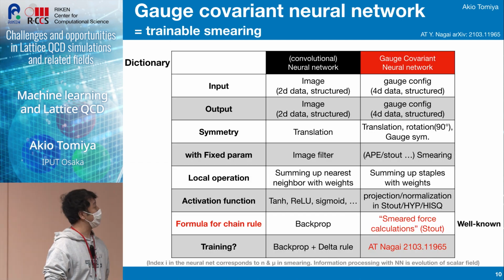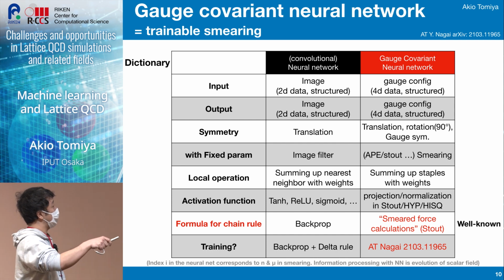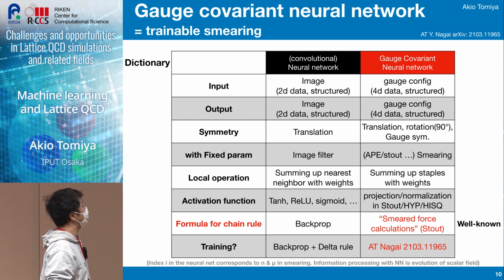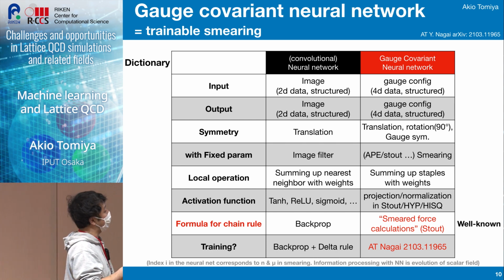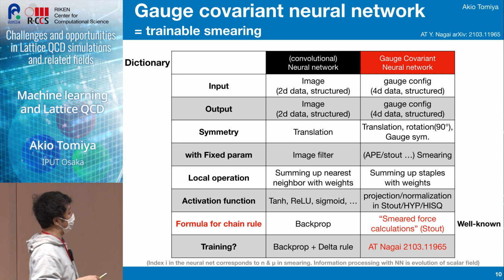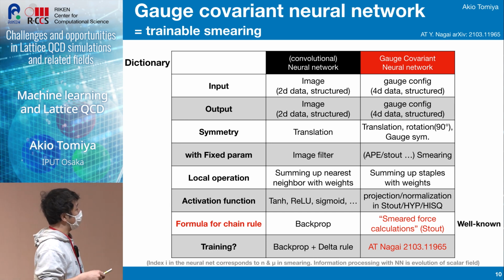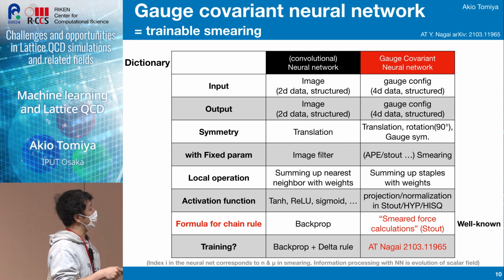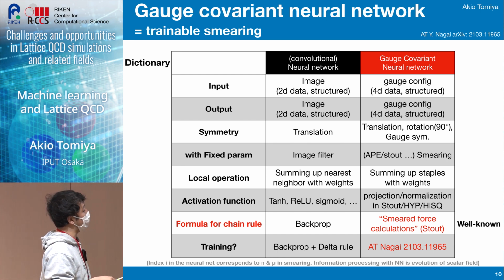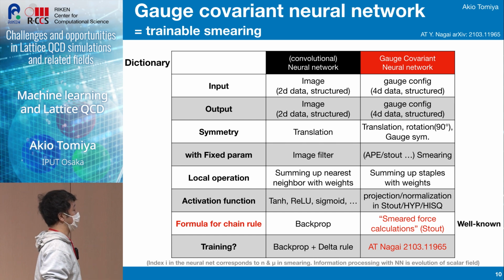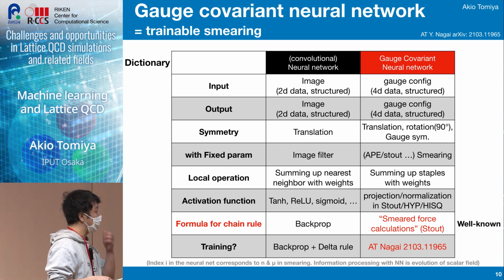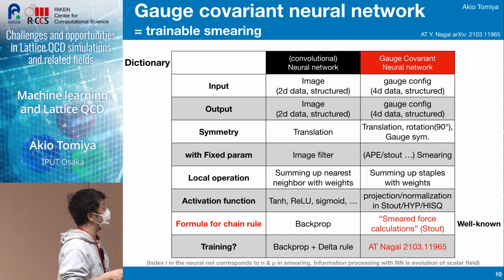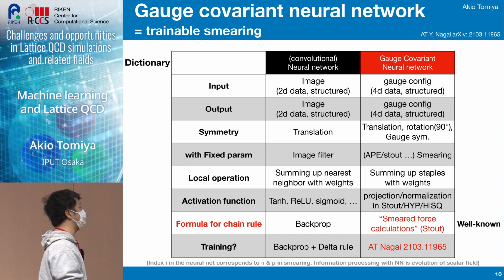And this is a comparison, or a dictionary, between our neural network and the conventional neural network. The input is an image, and in our case, it's a gauge configuration. The output is again an image or some vector, and in our case, this is the gauge configuration again. The convolutional neural network keeps the translational symmetry, and our network keeps the translational symmetry, the rotational symmetry on the lattice, and also gauge symmetry. And if you use the neural network with fixed parameters, it acts as image filtering. In our case, that works as stout or APE smearing.